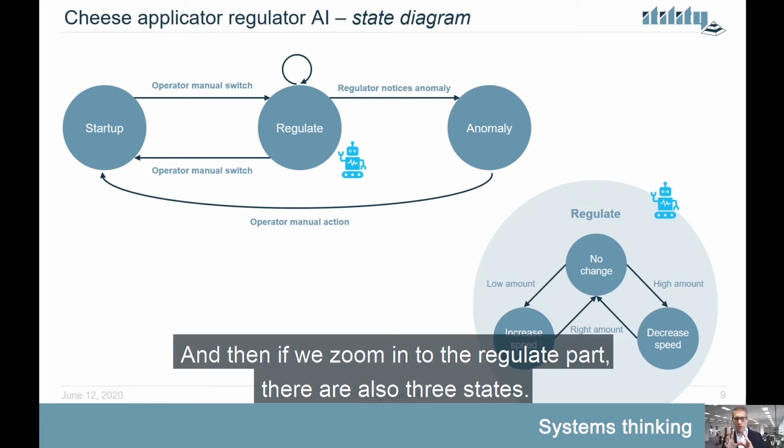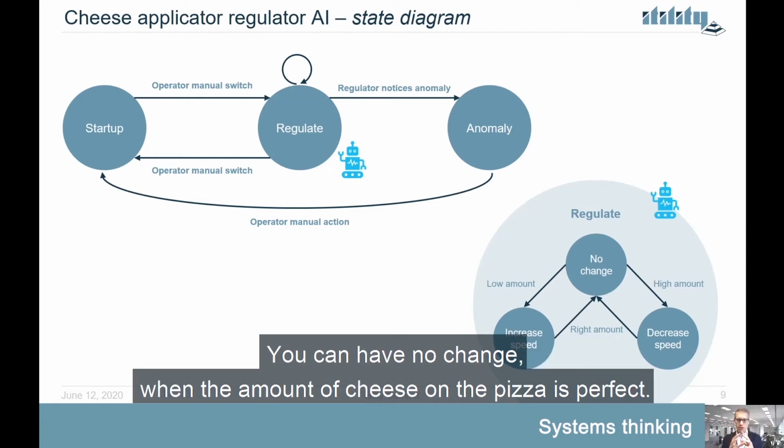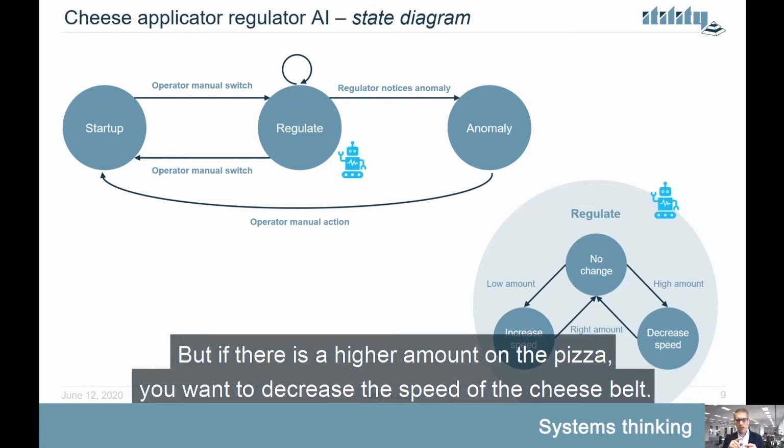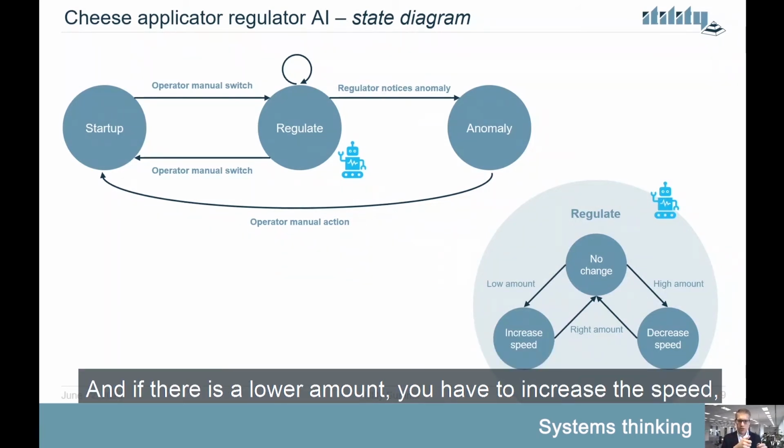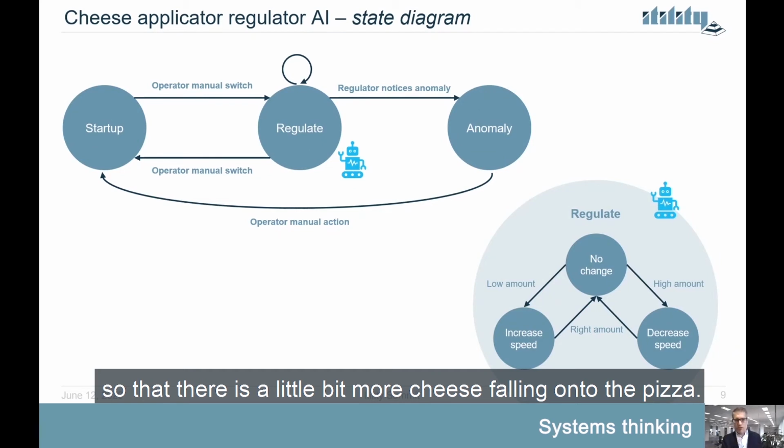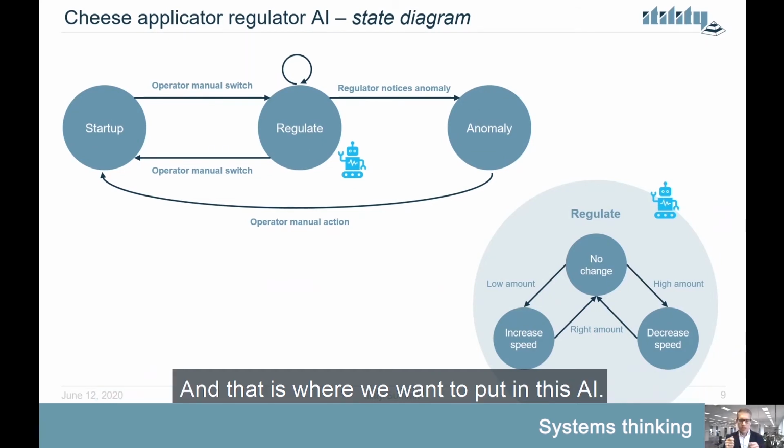And then if we zoom into the regulate part, there's also 3 states. So you can have no change when the amount of cheese on the pizza is perfect. But if there's a higher amount on the pizza, you want to decrease the speed of the cheese belt. And if that is back to normal again, you go to the no change state. And if there's a lower amount, you have to increase the speed, so there's a little bit more cheese falling onto the pizza. And that is where we want to put in this AI.